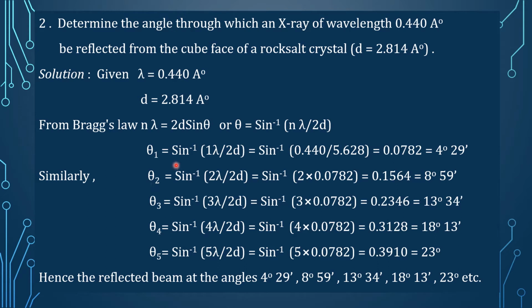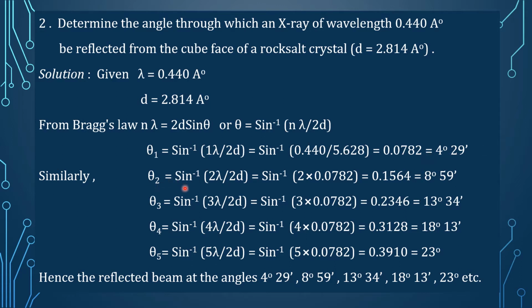So theta 1 equal to sin inverse of 1 lambda divided by 2d, which is equal to sin inverse, substituting the value for lambda, 0.44 divided by 2d. 2 into 2.814 gives 5.628. So sin inverse of this term, which is 0.0782, is equal to 4 degree 29 minutes.